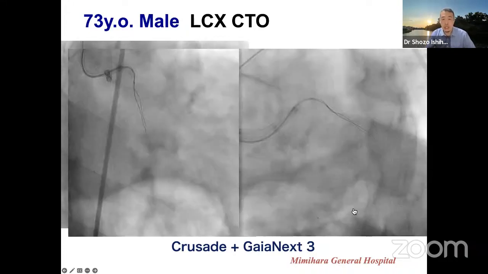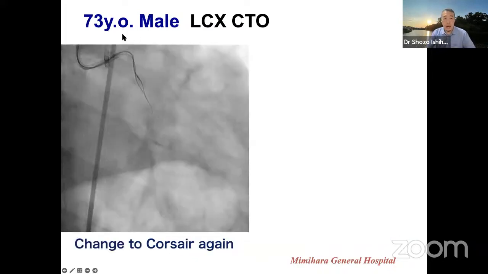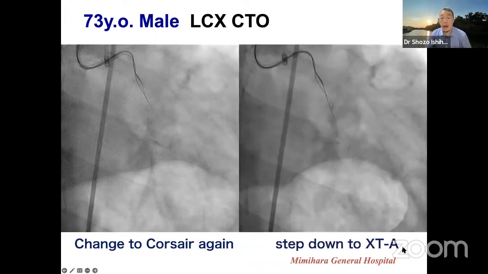This is a Gaia Next 3, an additional parallel wire on the right side, and the next course is on the right side right here. So after advancing with the DLC, I changed the microcatheter from the DLC to a Corsair like this.